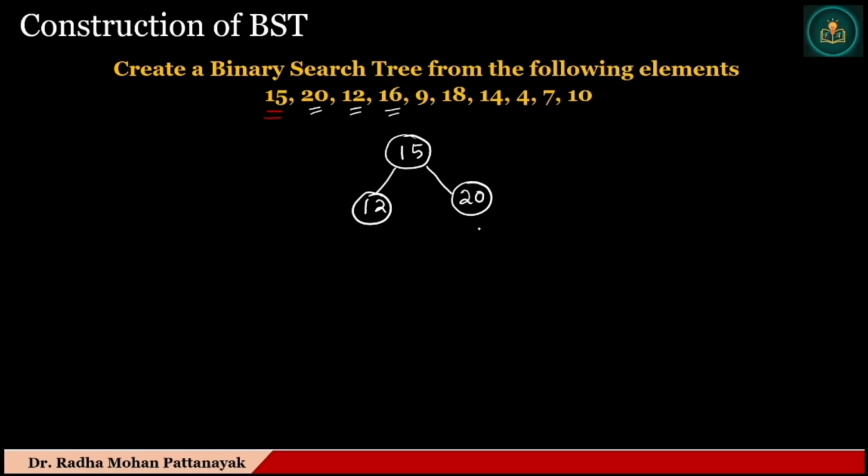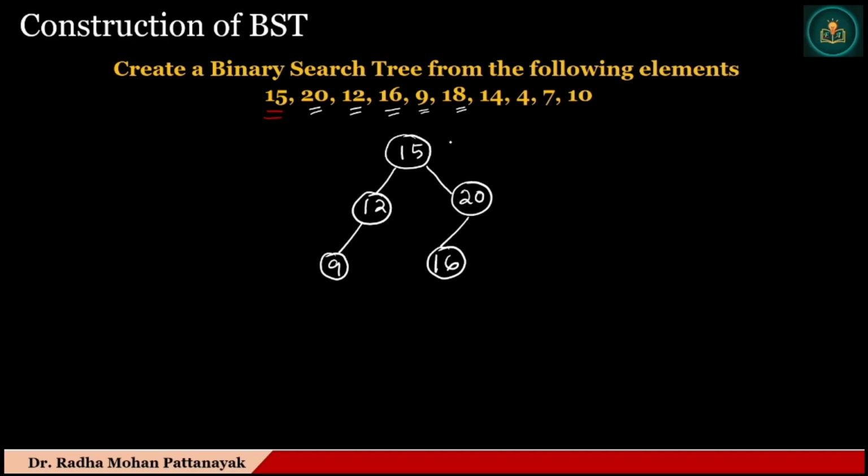So if it is less, as per the rule, the lesser elements should come on the left side of the node. That's why we will put 16 in the left part of 20. Now we'll move to 9. Same procedure: compare 9 with 15, it is less, so you come to the left side. Then compare 9 with 12, again it is less, so come to the left side, but on the left side there is no node. Hence we will put 9 on the left side of 12.